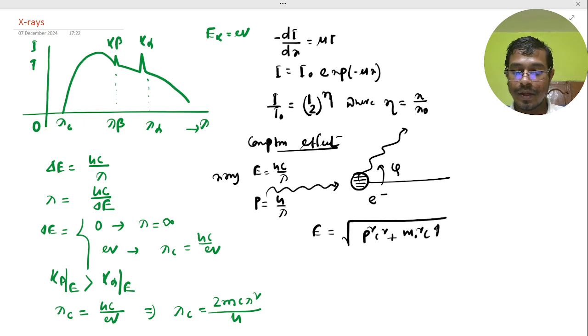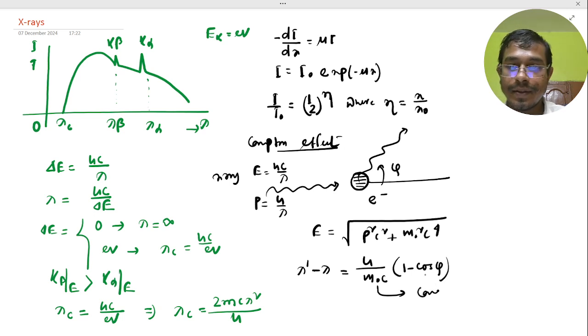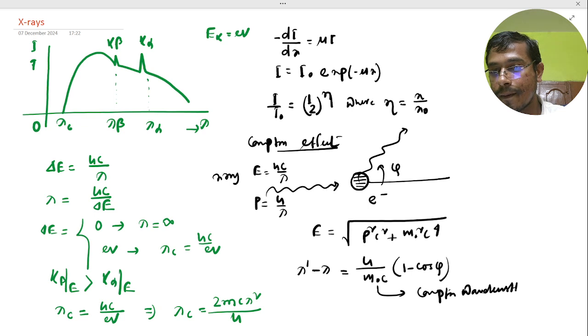And the increase in wavelength of the scattered photon, the Compton effect equation, very important: lambda dash minus lambda equals del lambda equals h by m naught c into 1 minus cos phi. So m naught is the rest mass of the electron, and h by m naught c is basically the Compton wavelength, and phi is the scattering angle.